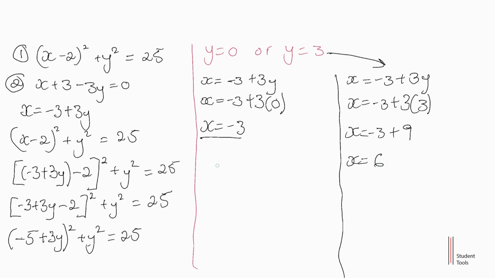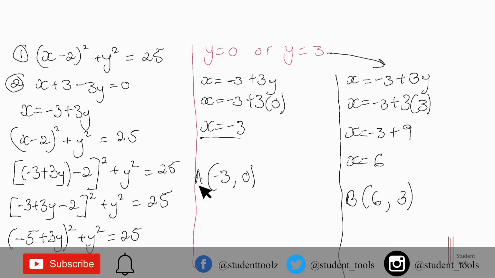So that means our first coordinate is (−3, 0). For the second coordinate, the x value is 6 and the y coordinate is positive 3. So A or B is given by these coordinates. It doesn't matter if you made this your B or this your A, as long as your answers are correct, because we don't have the diagram here and we're not told whether A or B is in the first or second quadrant. As long as you have the coordinates as (−3, 0) and (6, 3).